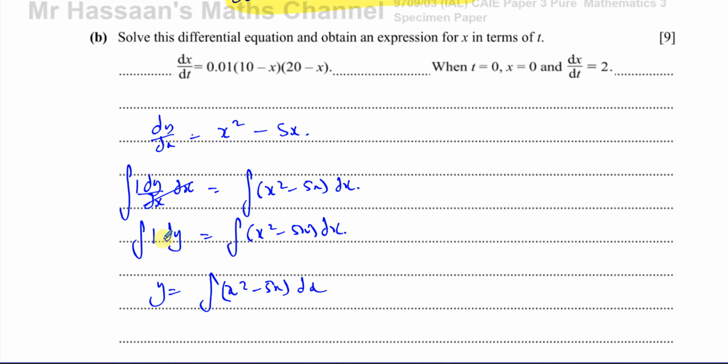So that's where you end up with this y. If you integrate 1 with respect to y, you get y. So this side you integrate with respect to y in the end, because the dx is cancelled out. That 1 becomes a y, and then you have to integrate this with respect to x. So you end up with x cubed over 3 minus 5x squared over 2 plus c.